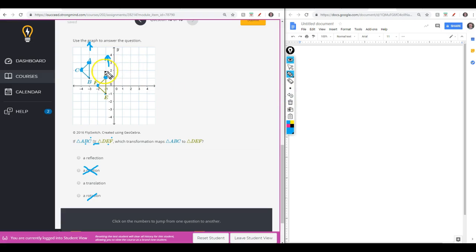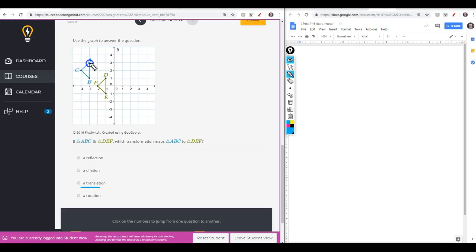So like if it was reflected over the y-axis, point C's corresponding vertex, which would be F, would be in a different orientation. So instead of being on the left-hand side of A and B, it's on the right-hand side of those corresponding vertexes, D and E. So since that orientation did not happen either, that is what's leading me to a translation.